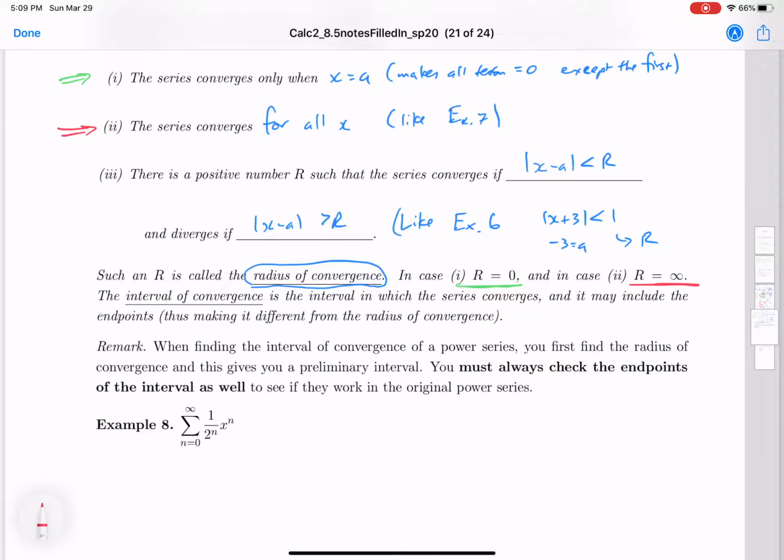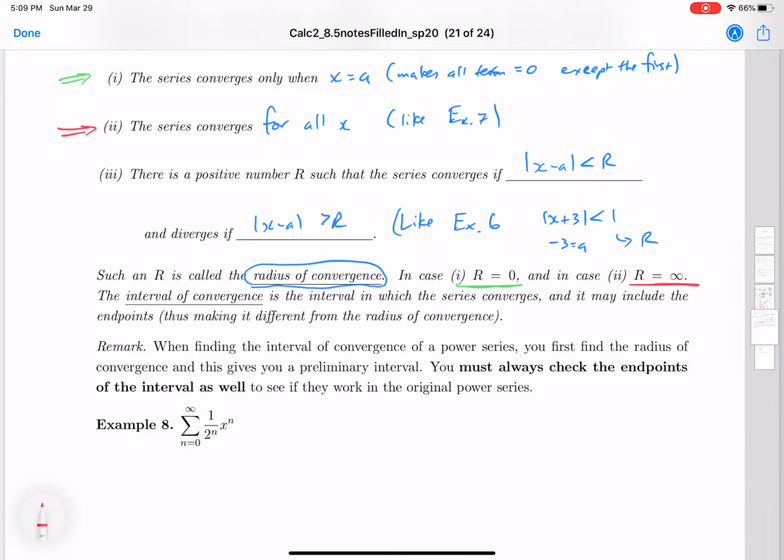And I have this remark here. When finding the interval of convergence of a power series, you first find the radius of convergence, and this gives you a preliminary interval, a distance from the center. But then you always have to check the endpoints of the interval as well to see if they work in the original power series. Occasionally you have something that's like a geometric series and you can tell, but you would still need to check those endpoints.